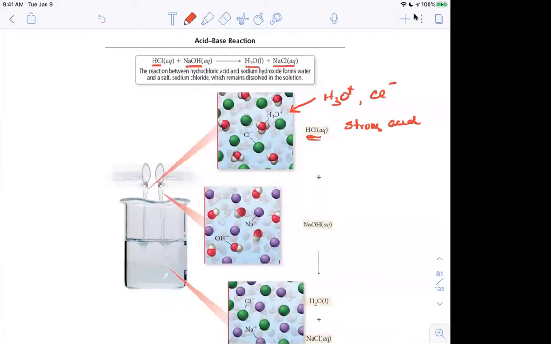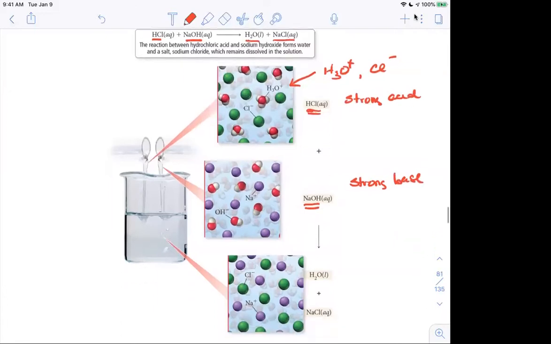My sodium hydroxide is a soluble ionic solid. This is also a strong base. So again, I just have sodium ions and hydroxide ions present in solution. Now when I react, what I'm going to form is more water in the liquid phase, and then I'm going to have this salt, but it's in solution. So that salt is actually going to be aqueous sodium ions and aqueous chloride ions dissolved in that solution.